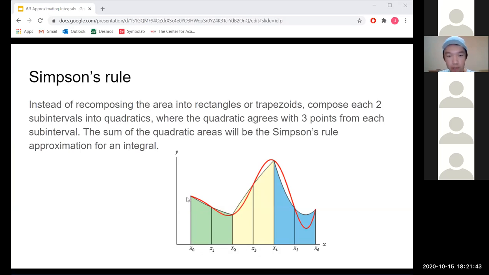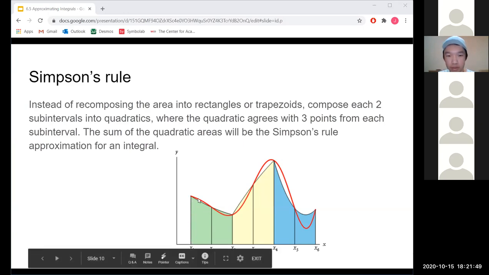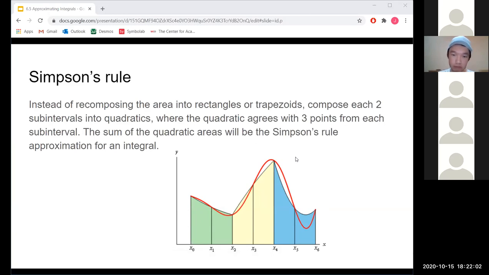notice how the red line goes through the three x values, and then same with the yellow region, and then same with the blue region. So it always goes through the left one, the middle one, and the right one. And then because of that, you have basically a bunch of quadratics. Okay.